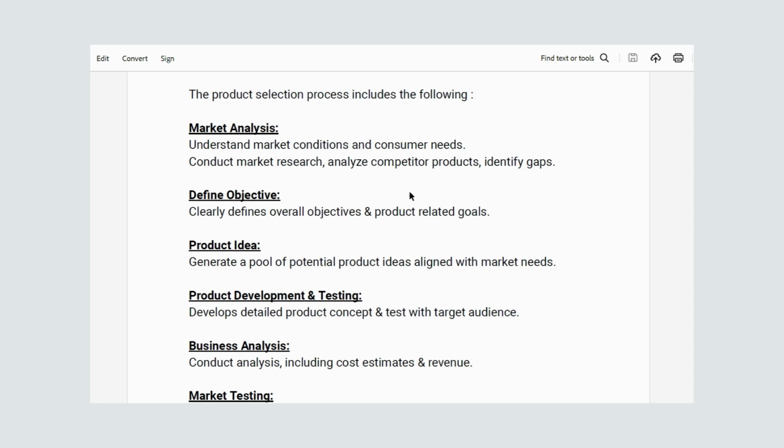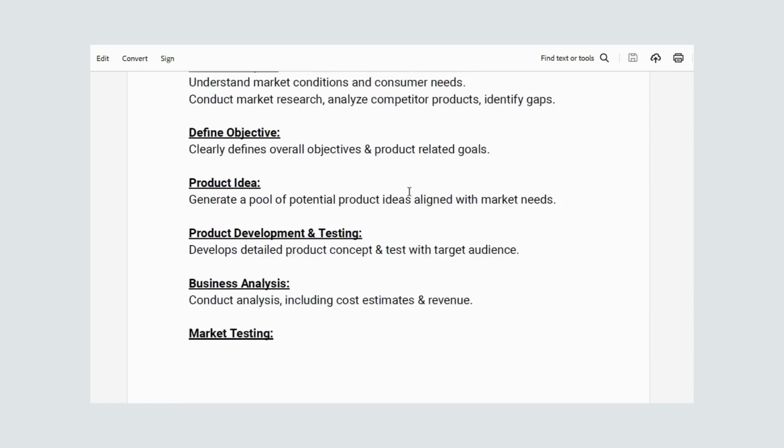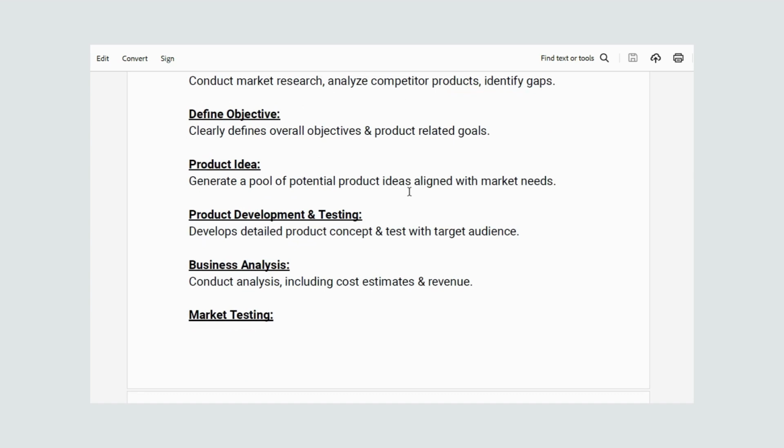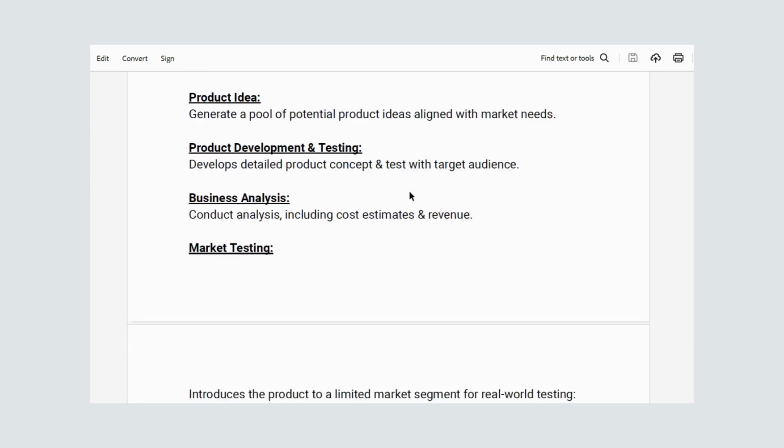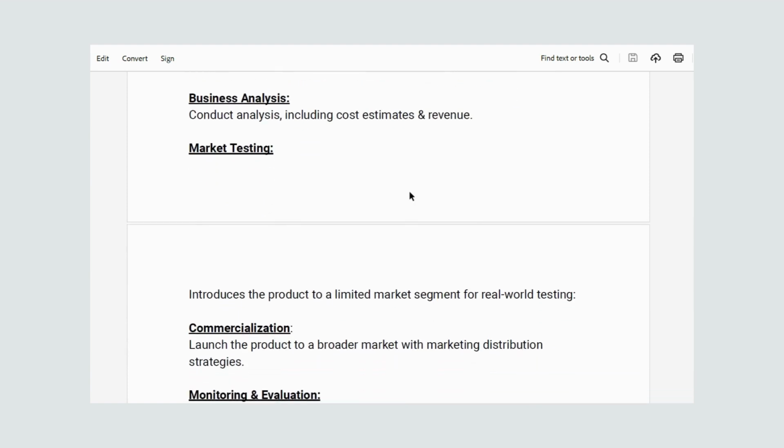Okay, so after that, what we do is product development and testing. In this stage, we develop the product according to the market need, and then we test that product with the target audience. After testing it, we conduct an analysis called business analysis, which includes cost estimates and revenue, like how much was the cost for the production of a specific product, how much revenue was gained from this production. All this kind of analysis is done in business analysis. And then market testing. In this phase, we introduce the product to a limited market segment for real world testing.